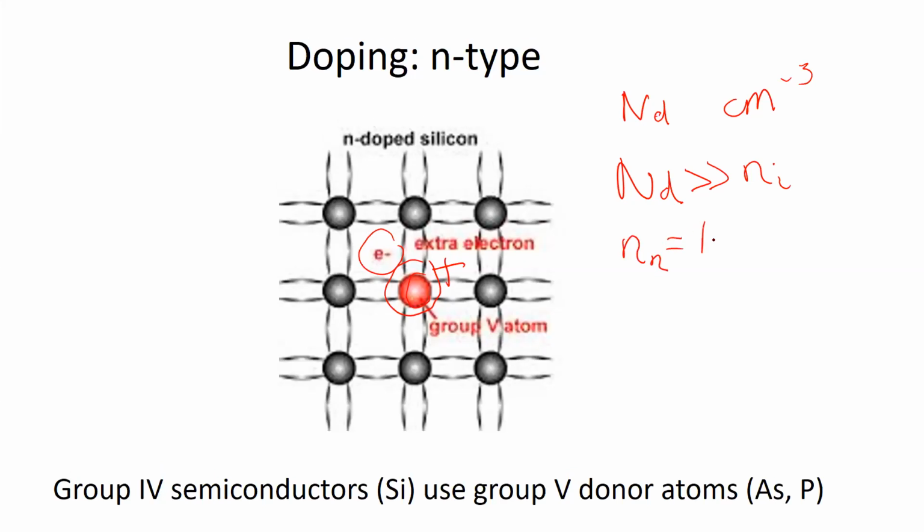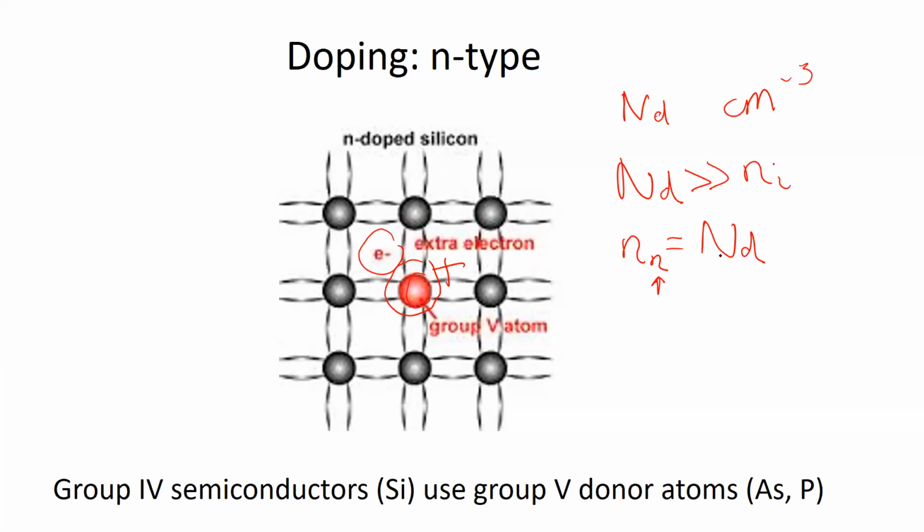Nn is equal to capital ND. Here, the subscript n means that we're in N-type material. So we're just approximating that the number of electrons in the N-type material is equal to the doping concentration of electrons. Now, this isn't quite accurate, because some of the extra electrons will combine with holes that are present.